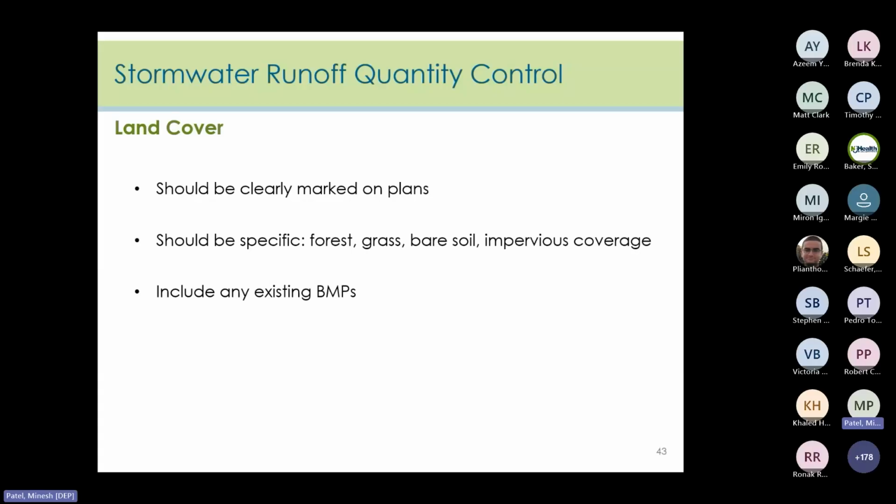The reviewer should be checking land cover next. Land cover should be clearly marked on the plans and be specific to what the land actually is. It should also include any existing BMPs that are on site.